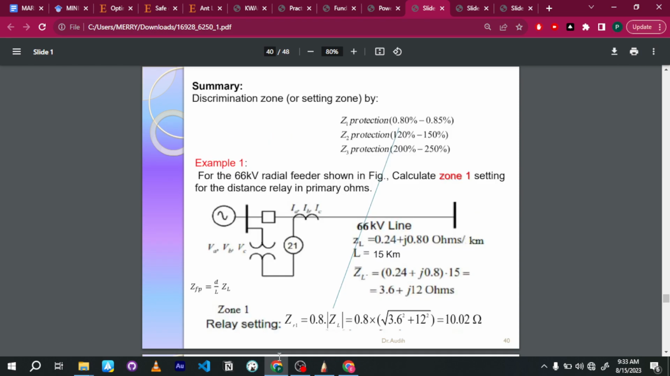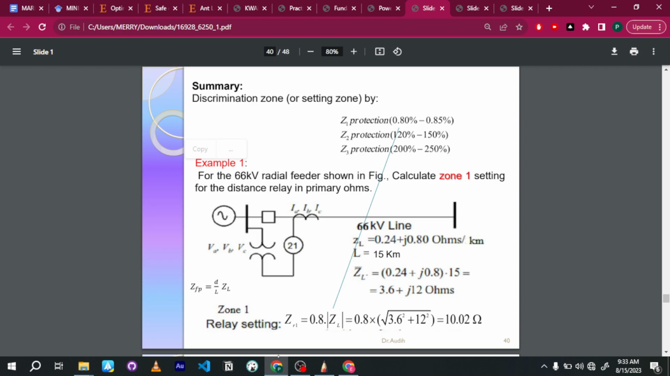Here's the question. For the 66 kV radial feeder shown below, calculate the zone 1 setting. If they don't tell you, please use 85%. If they don't tell you, assume that it's an electromechanical relay. Then they give you the impedance as 0.24 + j0.8 ohms per kilometer.